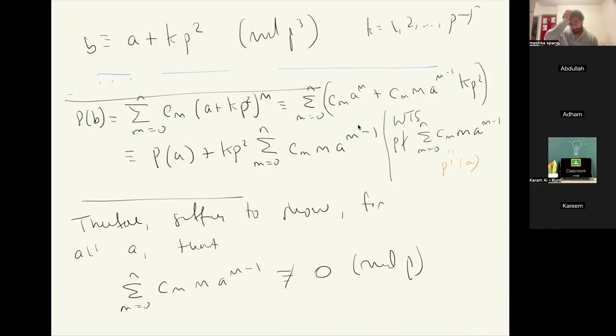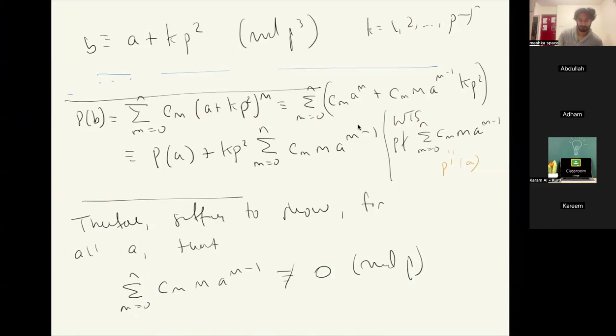But when we have m equal 0, the term will be 0. I thought that we could have some negative powers. No, we won't have negative powers. You're right, it's like a derivative: the constant term becomes 0.